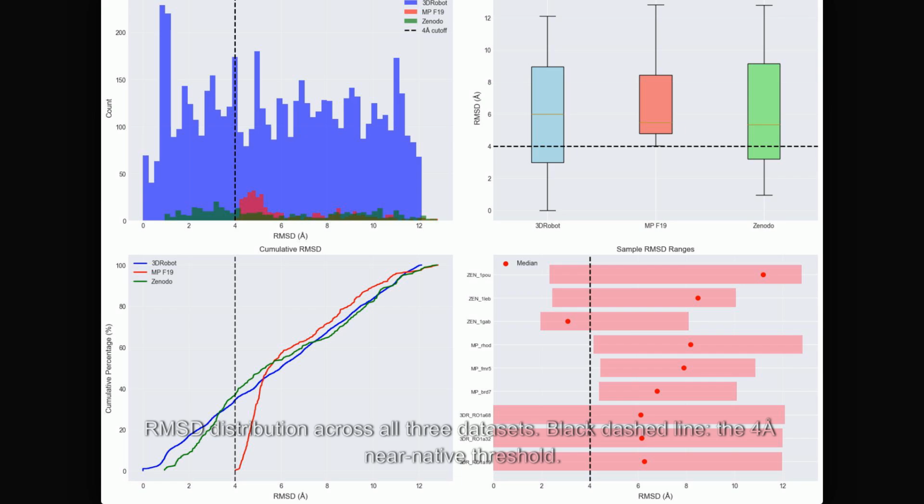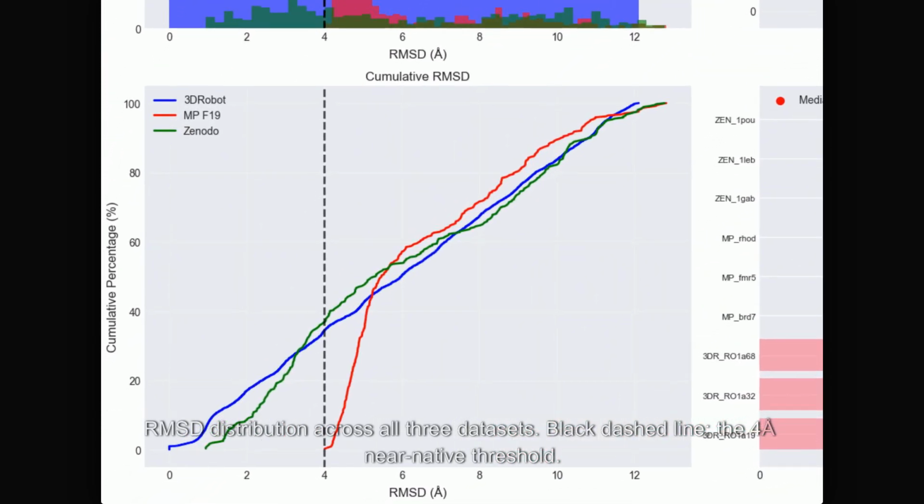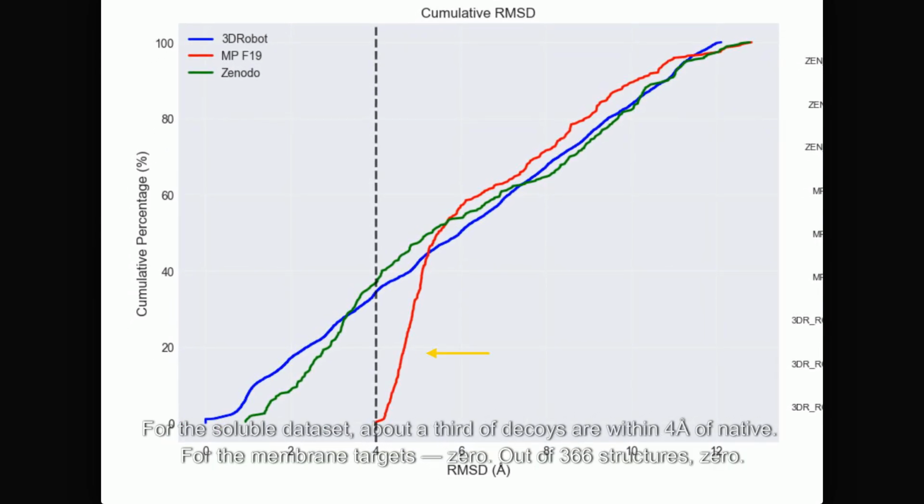Look at the cumulative panel at the bottom left. The red curve is MPF19. For the soluble dataset, about a third of decoys are within 4 Ångströms of the real structure. For the membrane targets, 0. Not one. Out of 366 structures, 0 are within 4 angstroms of native.